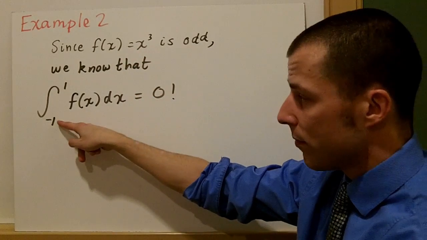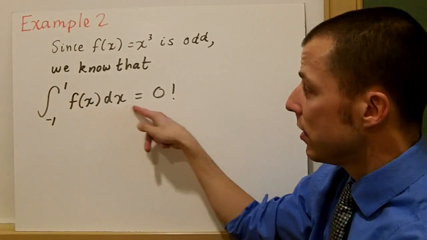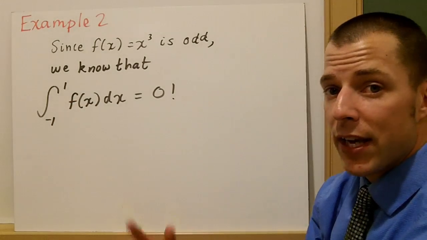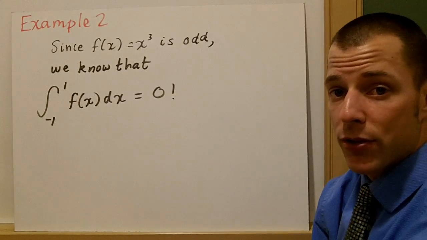So we know that from, let's say, negative 1 to 1, the evaluation of that integral is just 0. There's no area. Okay?